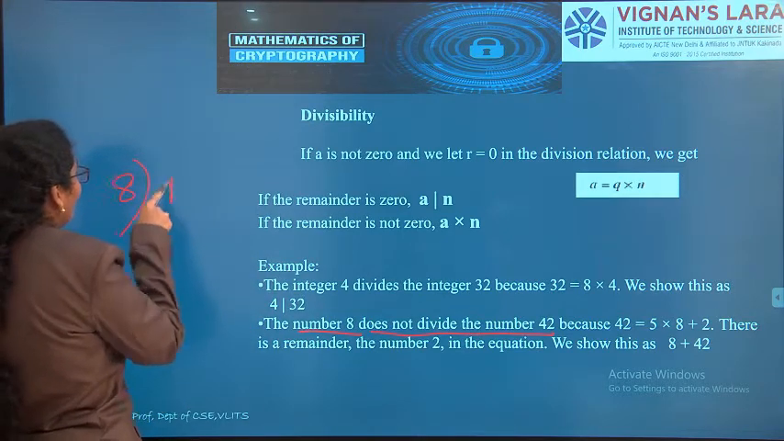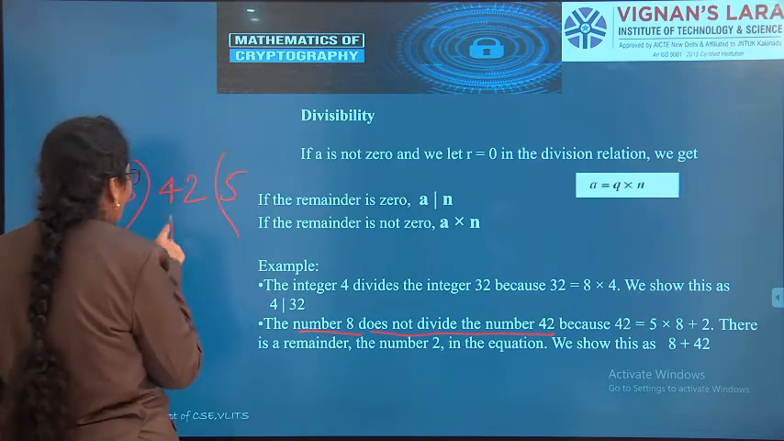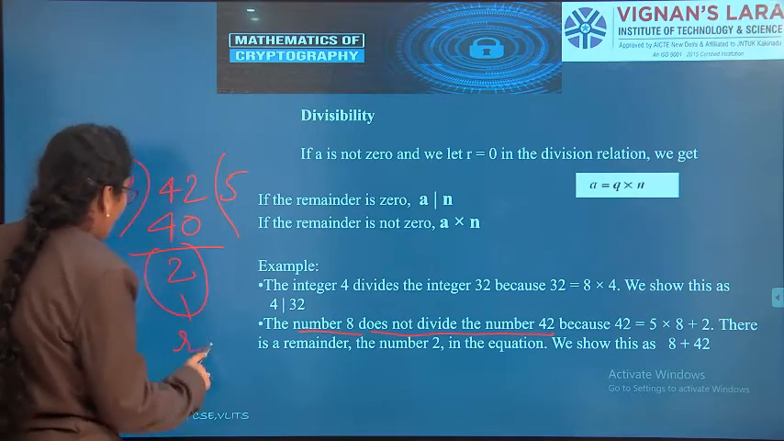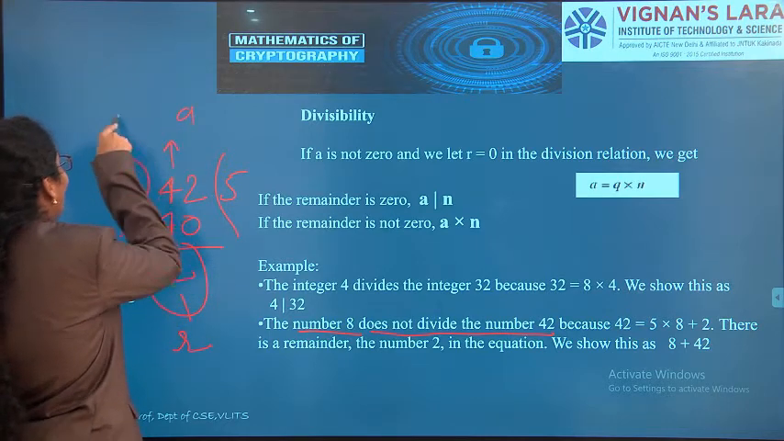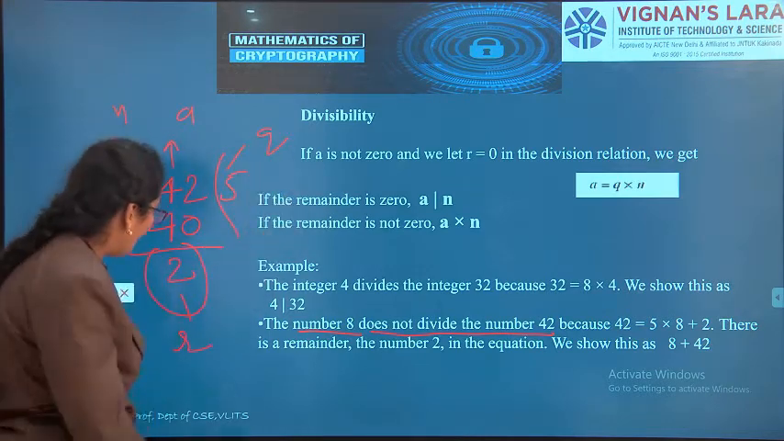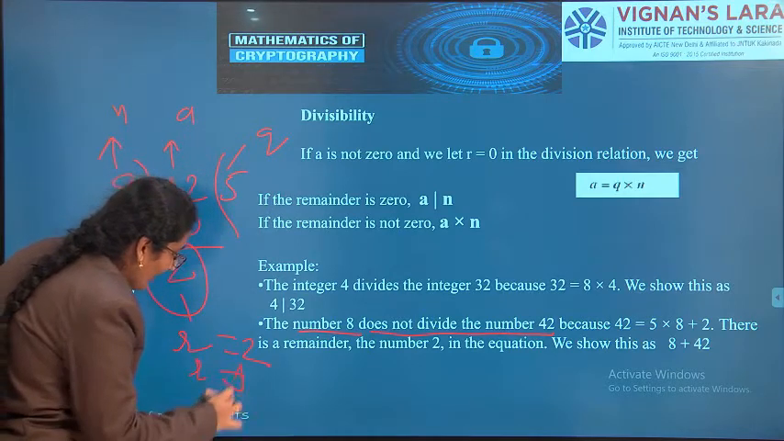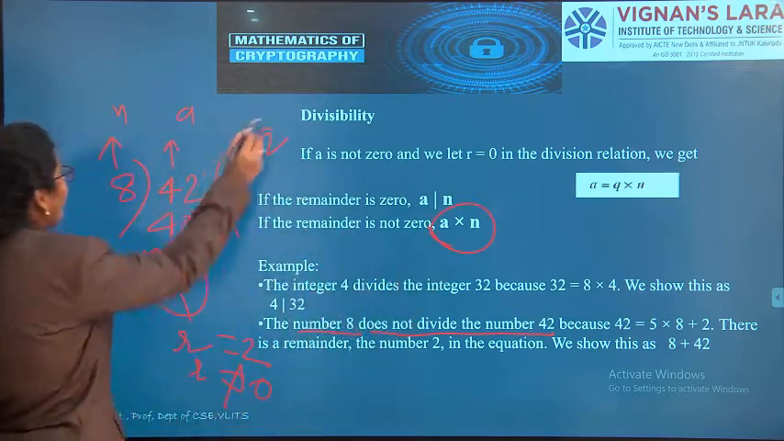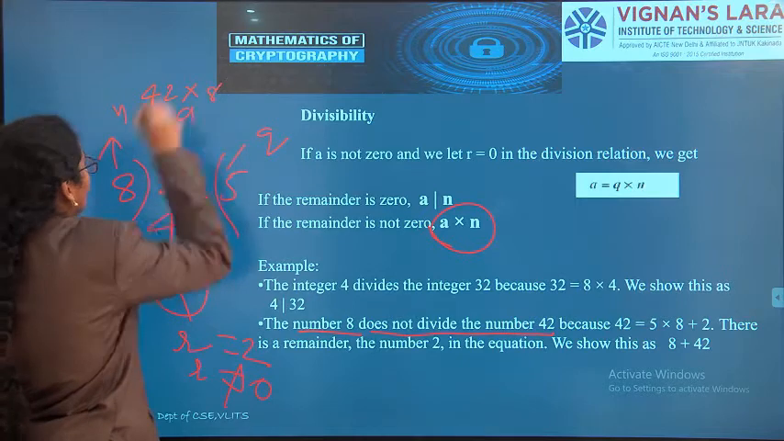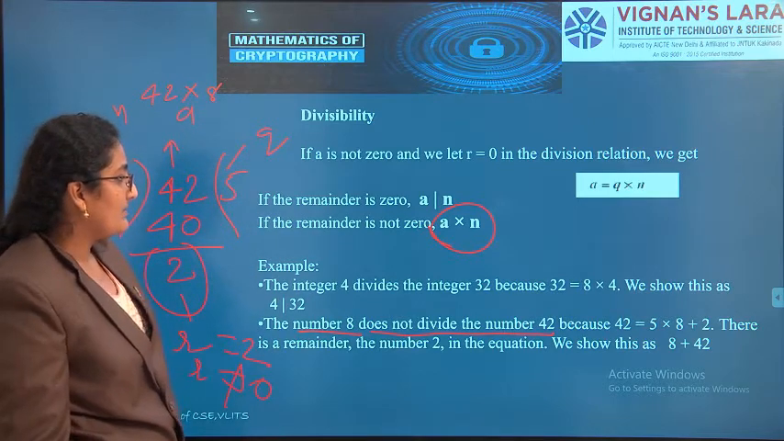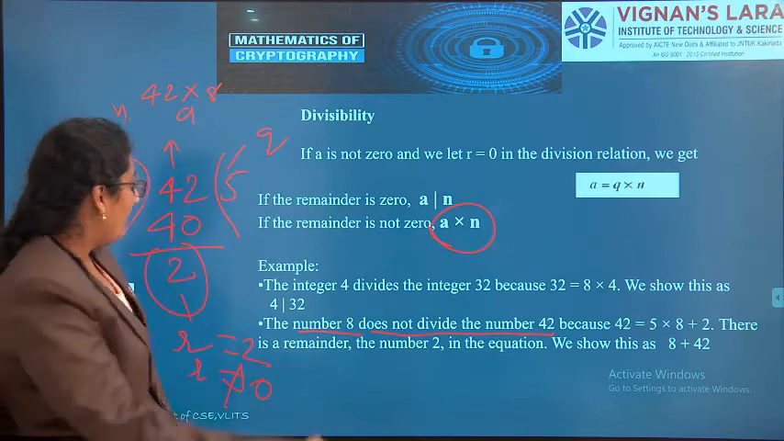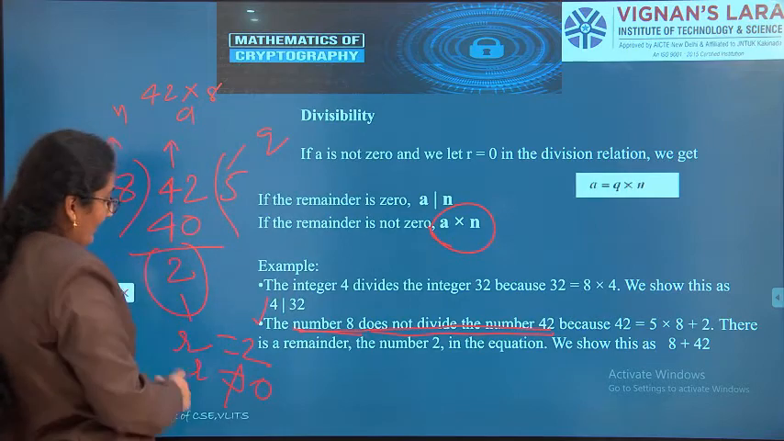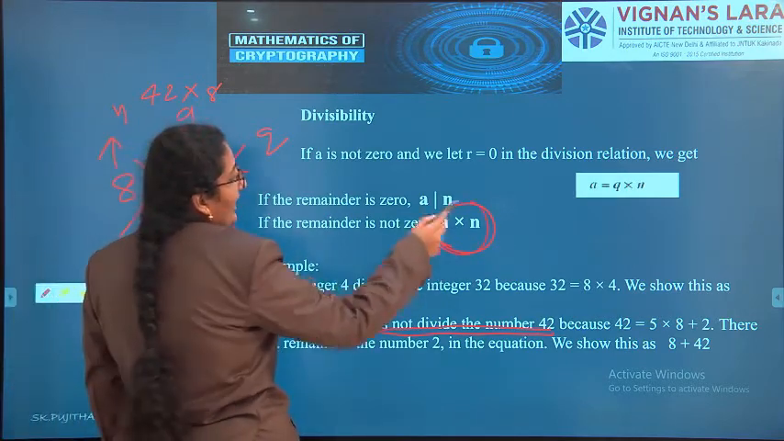So next example, number 8 does not divide the number 42. See number 8, 42. So what is the remainder here? 2. A value is 42, N value is 8, Q value is 5, but R equal to 2, that means R not equal to 0. When R not equal to 0, what should we do? A into N. What is A into N? 42 into 8. So like that, A into N. So the second example is number 8 does not divide the number 42. When R is not equal to 0, we should do A into N.